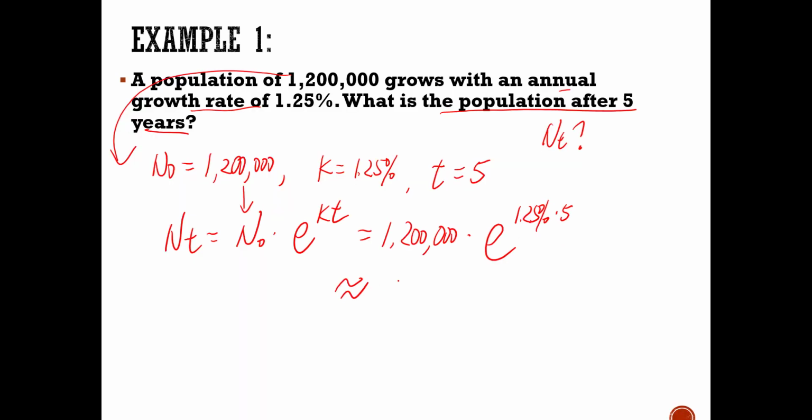And that's the population after 5 years. So this is 1,277,393. That means the population after 5 years is 1,277,393.